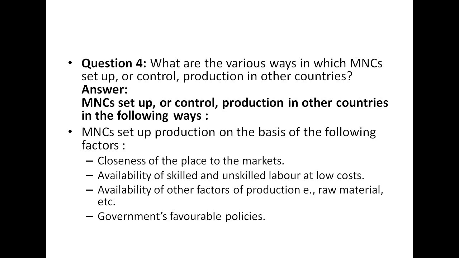Then availability of skilled and unskilled labor at low cost. Another main point is that there should be availability of skilled and unskilled labor at some low cost. Then availability of other factors of production like raw material and so on. They need raw material at a cheaper rate, so they find regions where these factors of production are available, the place where they are going to put up their industry. Then the government's favorable policies. They must get the government's favorable policies to reduce the cost of production.